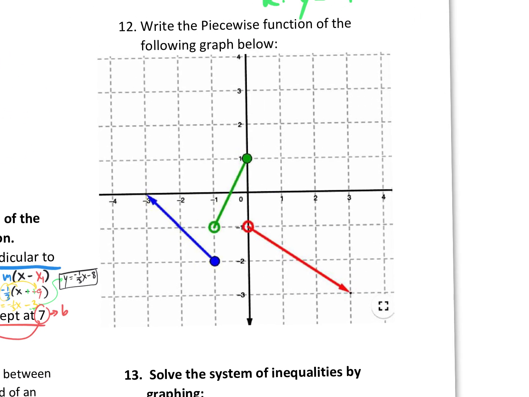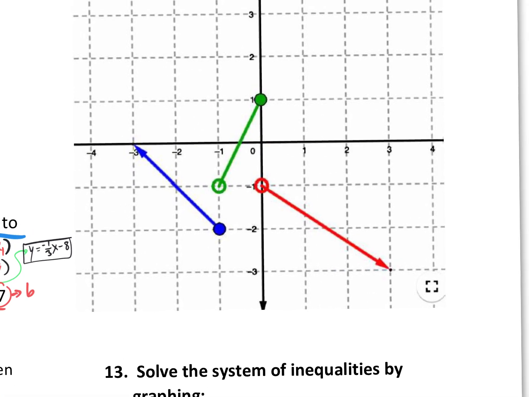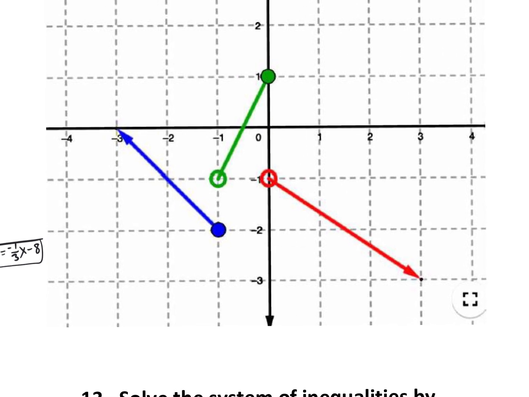Write the piecewise function of the following graph below. Okay, so a lot of students got confused when we did this the first time. A lot of students still get confused now. The idea is that you got to identify the entire line of each one of these. So there's this blue one, there's this green one, there's this red one, okay? Let's start with the blue one.